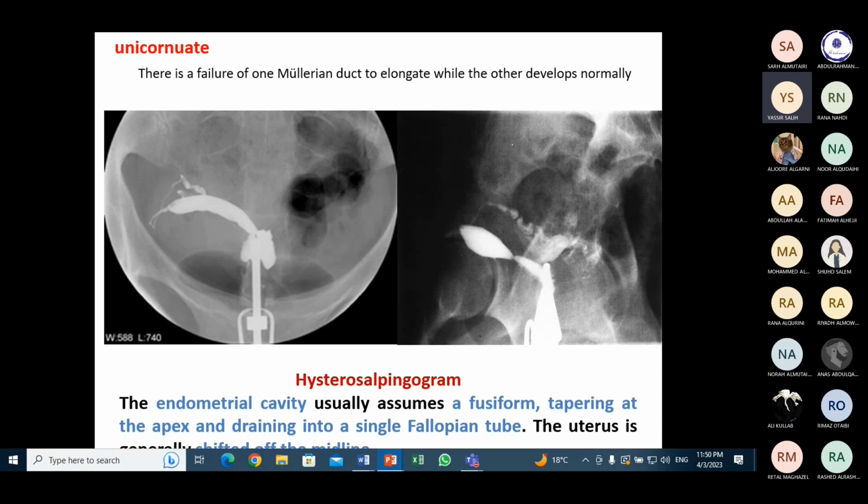Notice that it is connected to a fallopian tube, or uterine tube. There is a fallopian tube connected to this horn. Usually in this case it is not centered. This horn is either on the right or left, not centralized. Here it is off center, shifted from the midline, not in the midline. This is a single horn, or unicornuate uterus.